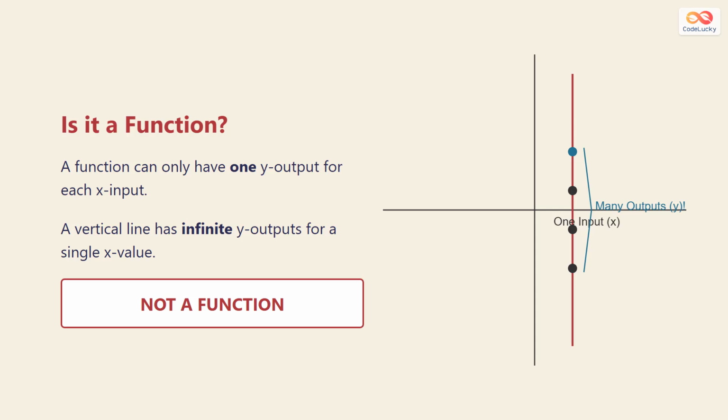Is a vertical line a function? We use the vertical line test. Since our line is vertical, it touches infinite points on itself simultaneously. One input x produces infinite outputs for y, therefore, it is definitely not a function.